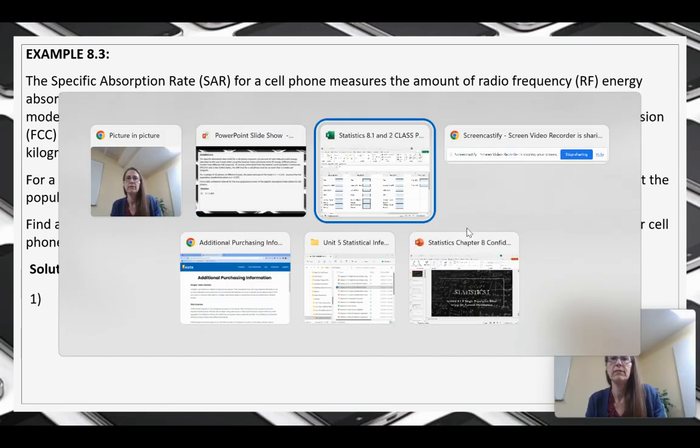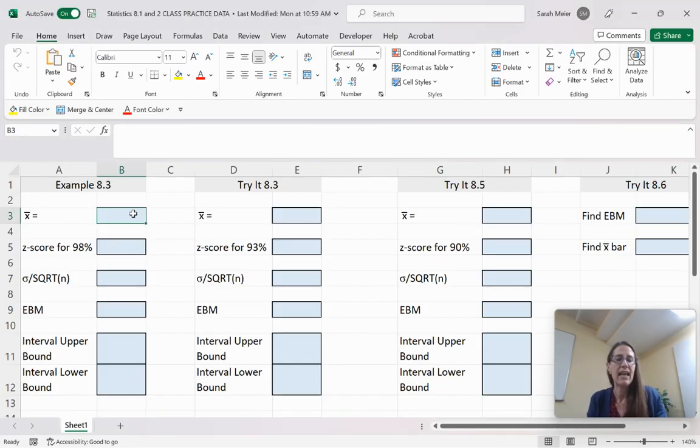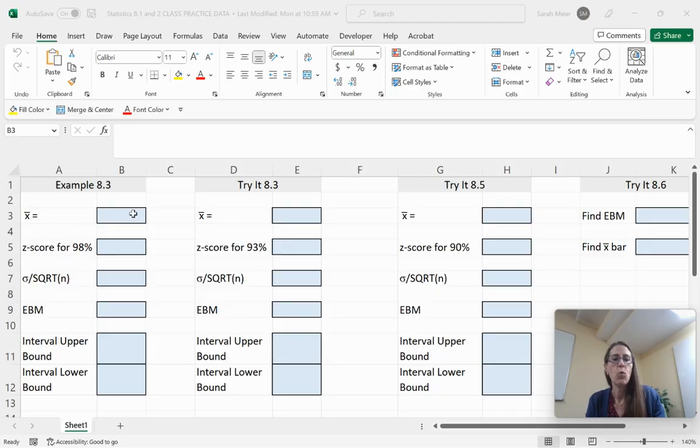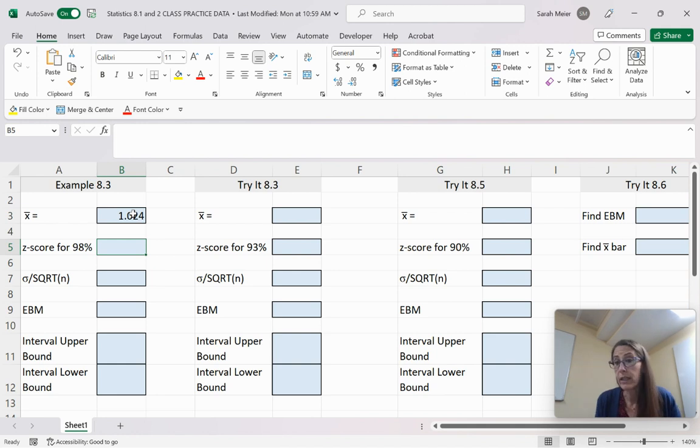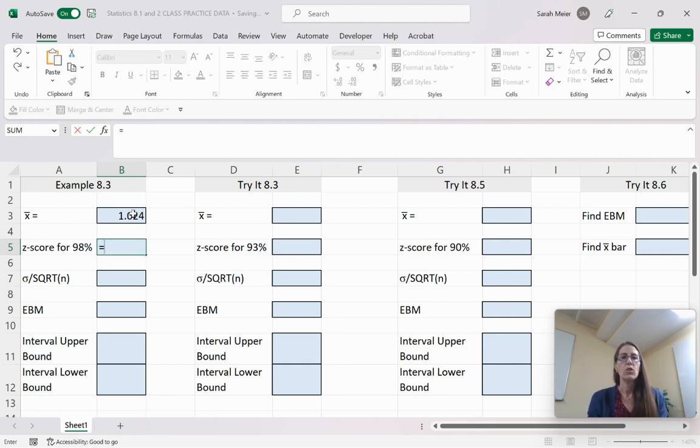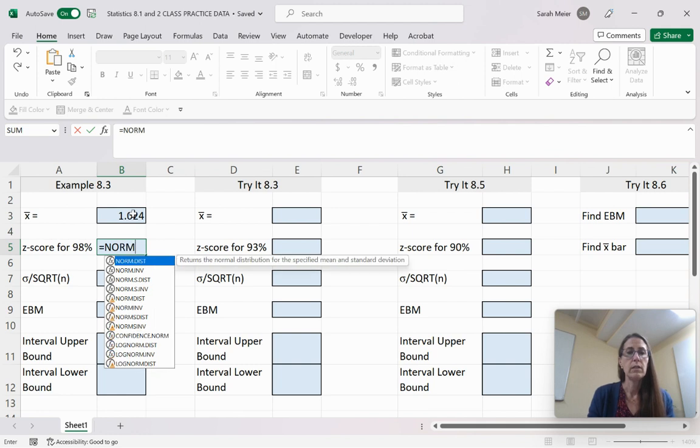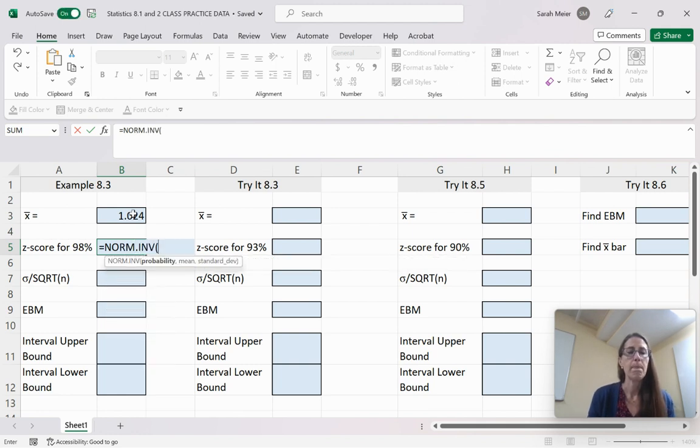So over in Excel, we're going to type in that X bar, which was 1.024. Now we're going to calculate the Z-score for the 98th percentile, or the 98% confidence level. So we're going to use that NORM.INV formula.